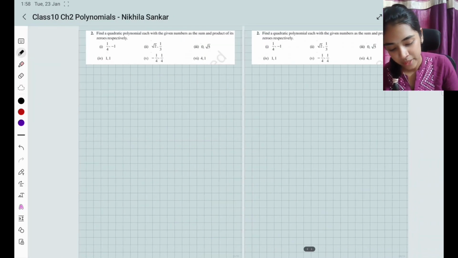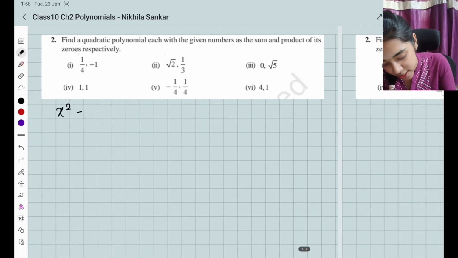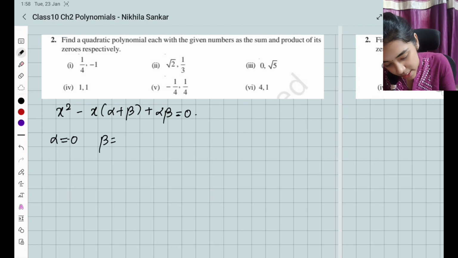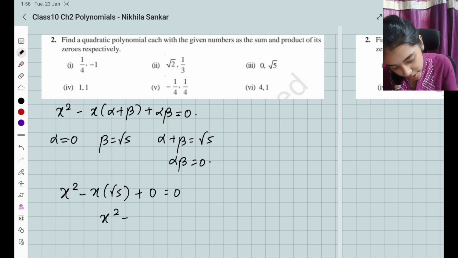Okay. Now question number 3. You have 0 and root 5. What is our equation? x² minus x into the sum of zeros plus product of zeros. So alpha equals 0 and beta equals root 5. So we have alpha plus beta equals root 5, and alpha beta equals 0. So the equation is x² minus x into root 5 plus 0 equals 0. So we have x² minus root 5 x equals 0.